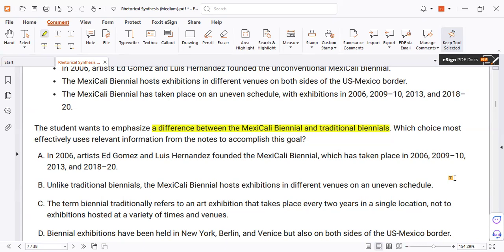Let me help you. Yes. Okay, please. Sometimes you must look for the language of difference. Look, unlike. And he mentioned both. Look, this one is unlike this one. And check whether the information is the same or not.